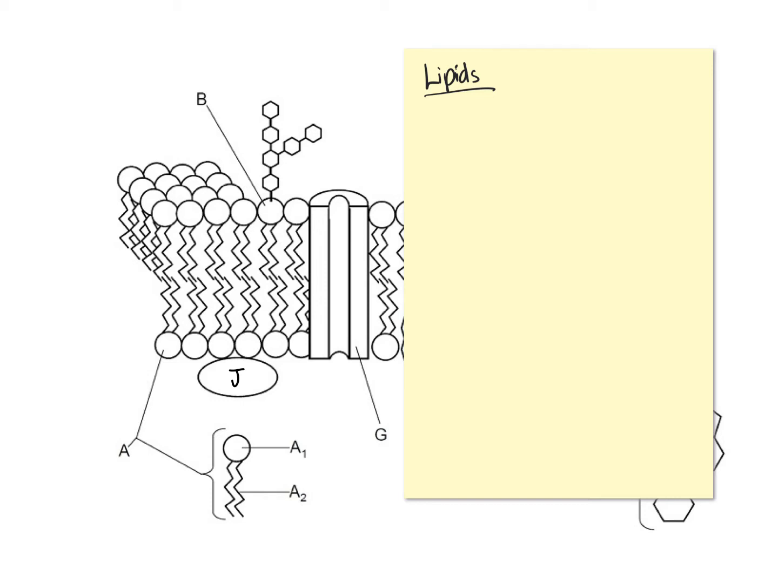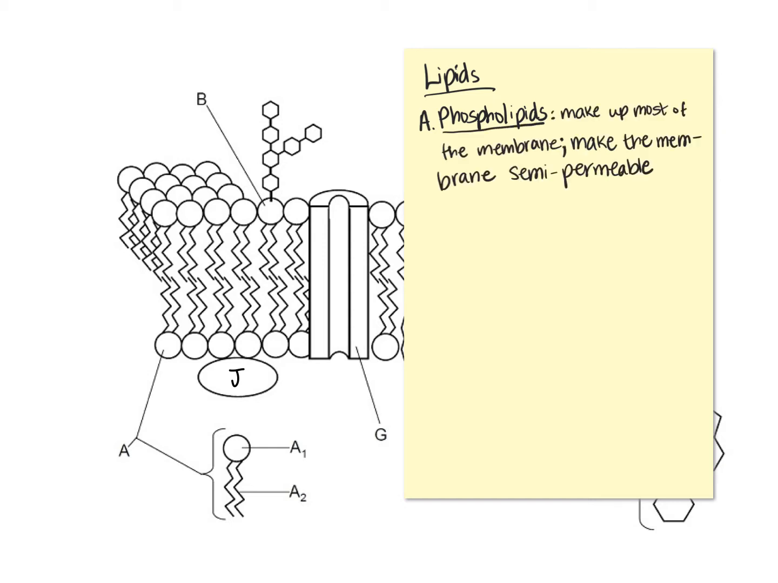The first lipid we're going to talk about is phospholipids. And these are item A. Let's start by talking about the function of phospholipids. Phospholipids make up the bulk of the membrane. They make up most of what the membrane is. And it's the phospholipids that are responsible for semi-permeability. In other words, allowing only certain things inside the cell. So that is the function of the phospholipid.